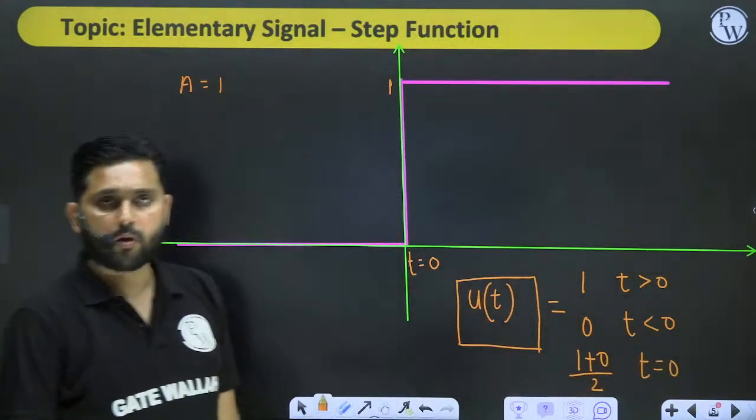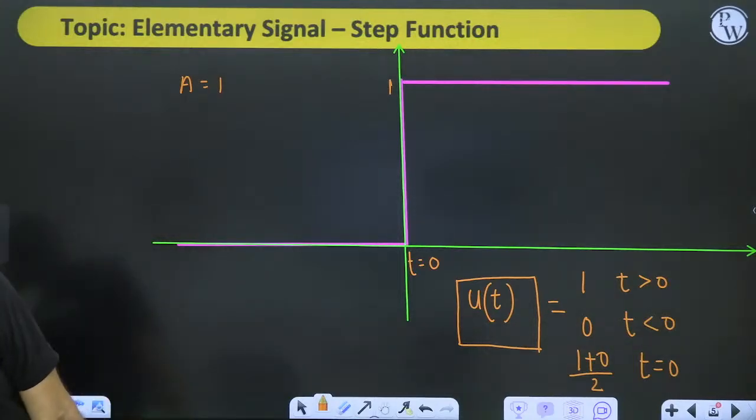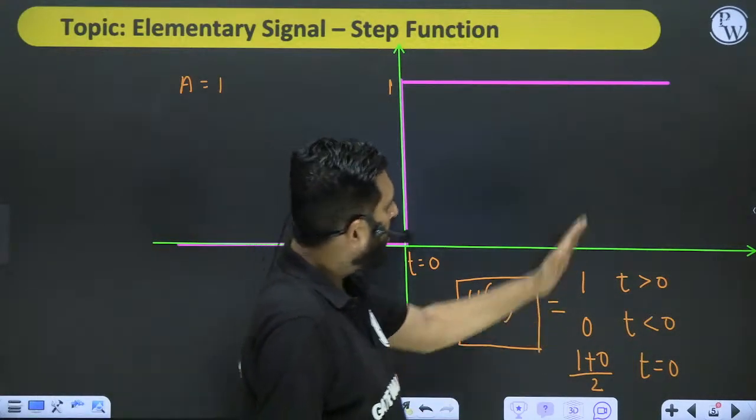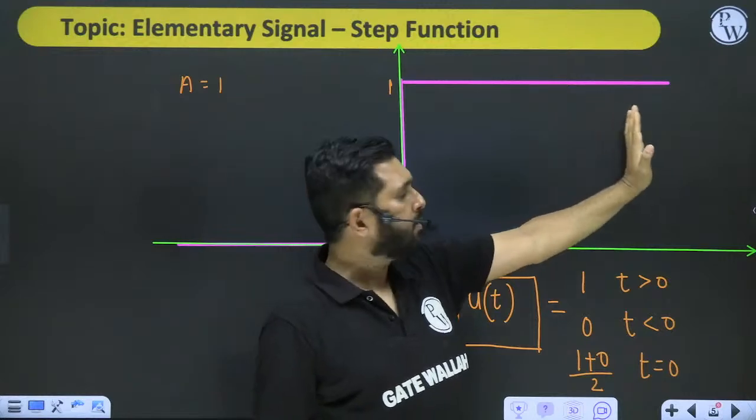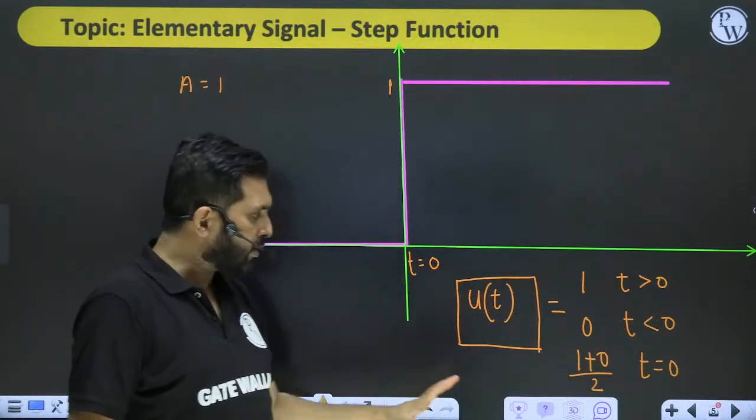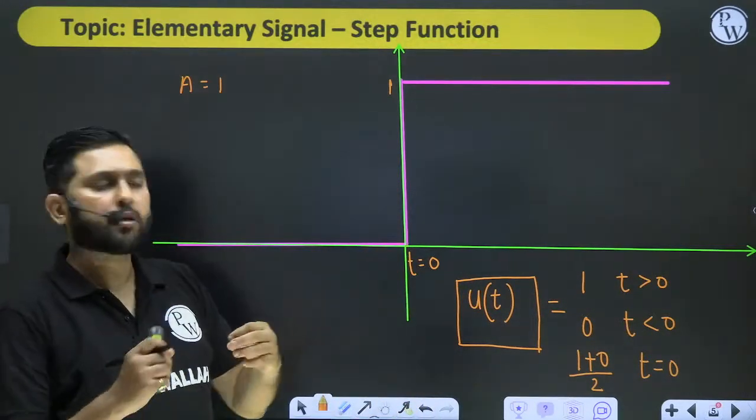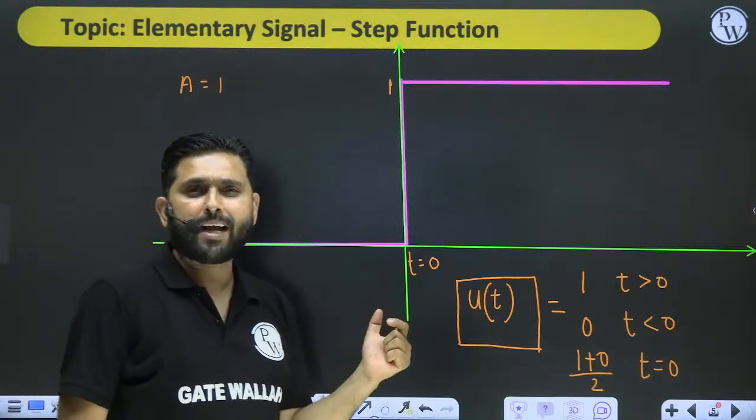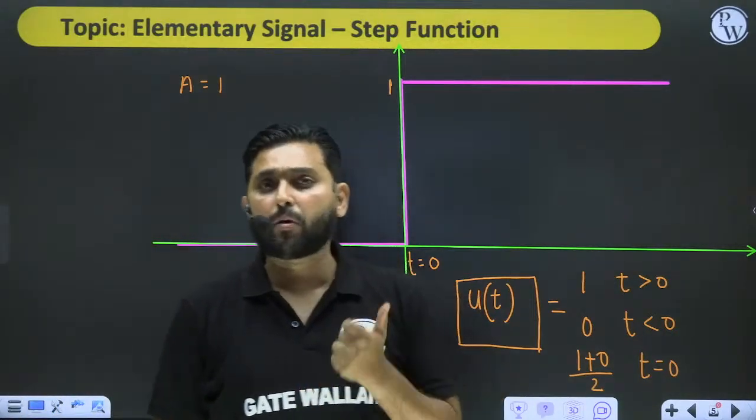At t equal to 0, this is the average value, the average of before and after the function. So that is the meaning of this function. We will call it the unit step. Now my question is where you encounter this step function, that's the important thing.